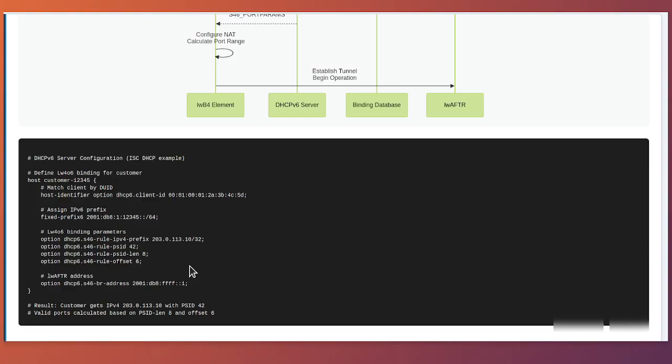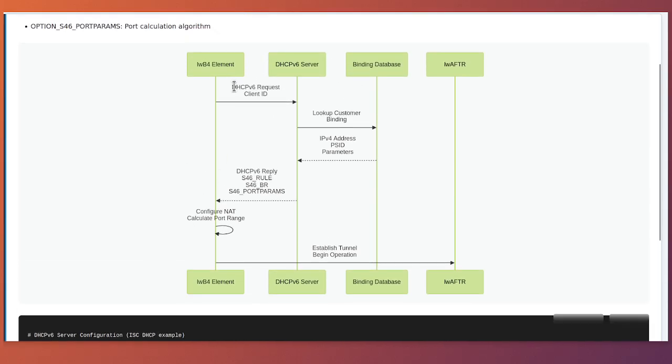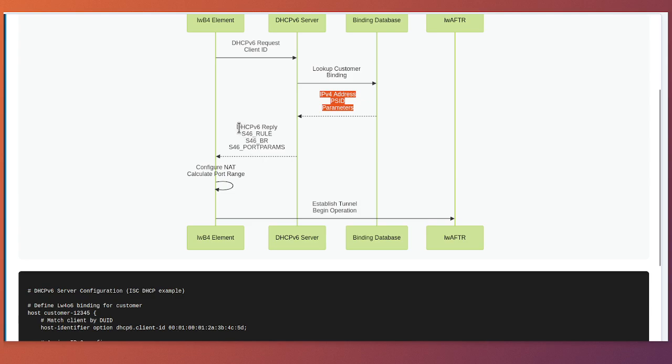When an lwB4 boots up or renews its configuration, it sends a DHCPv6 request that includes its unique identifier. The DHCPv6 server looks up this customer in its database and responds with the appropriate Lw4o6 binding. This binding tells the lwB4 which public IPv4 address it should use, what its PSID is, how to calculate valid ports from the PSID, and where to establish its tunnel.